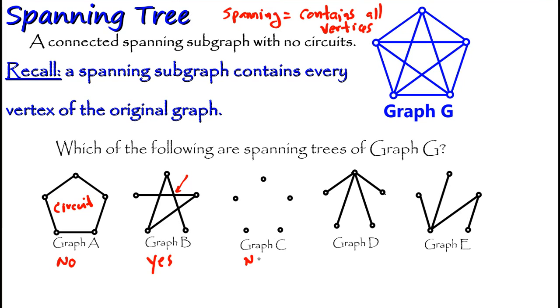C is not because it's not connected. D is, and E is also a spanning tree. They contain all the vertices, and all the vertices are connected.